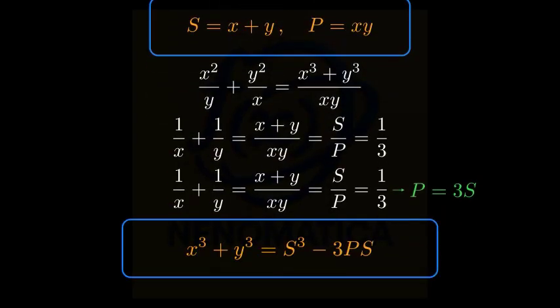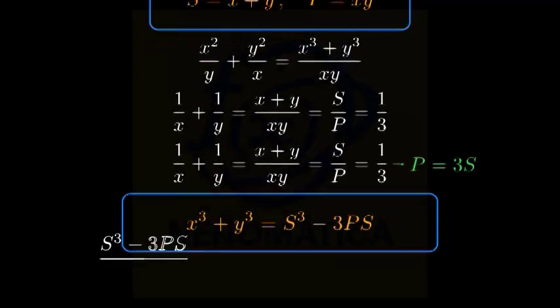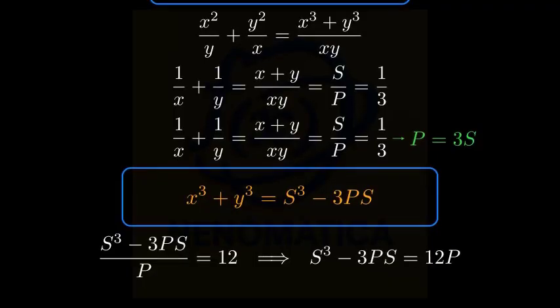Now use the identity for a sum of cubes. x cubed plus y cubed equals S cubed minus 3PS. Substitute that identity into the first line and clear the denominator. We get S cubed minus 3PS all over P equals 12. Multiplying both sides by P gives S cubed minus 3PS equals 12P.